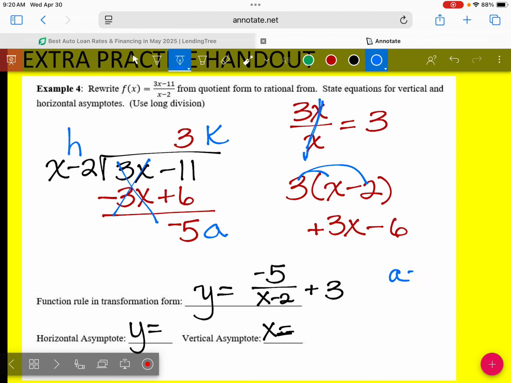So in this one, A is negative 5. And what is H? Positive 2 or negative 2? Positive 2. K is 3. So your horizontal asymptote is y equals 3 and your vertical asymptote is at 2.